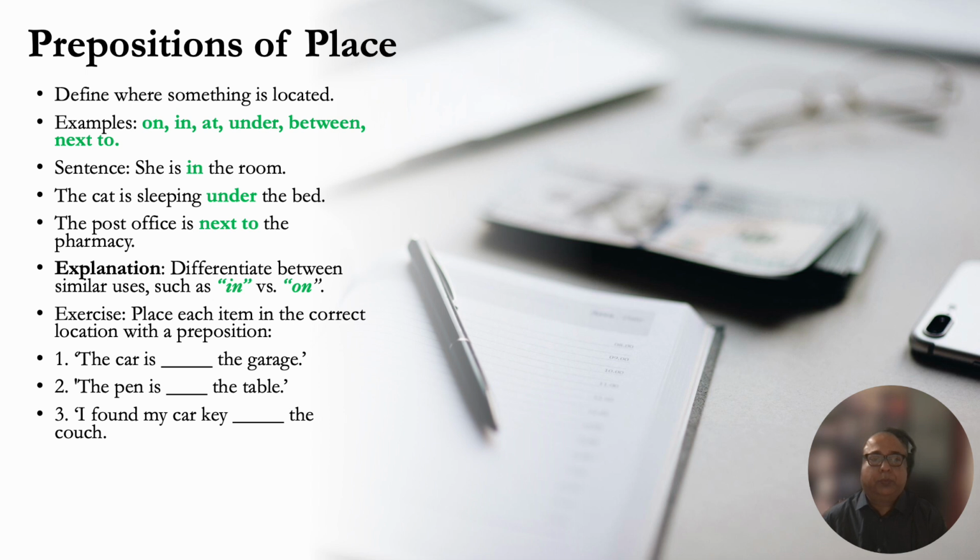Okay? So do number 1, 2, and 3. Just place each item in the correct location. The car is blank the garage. Okay? So let's complete this exercise before I show the answers.